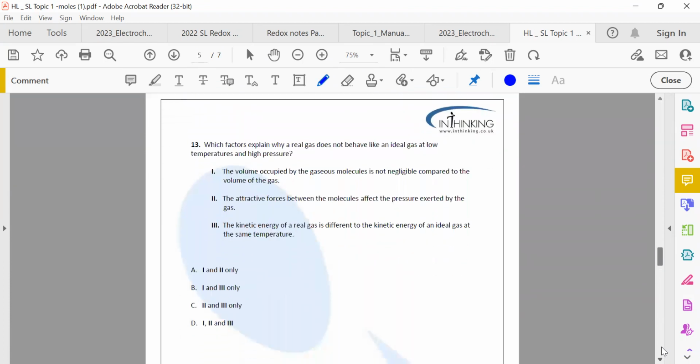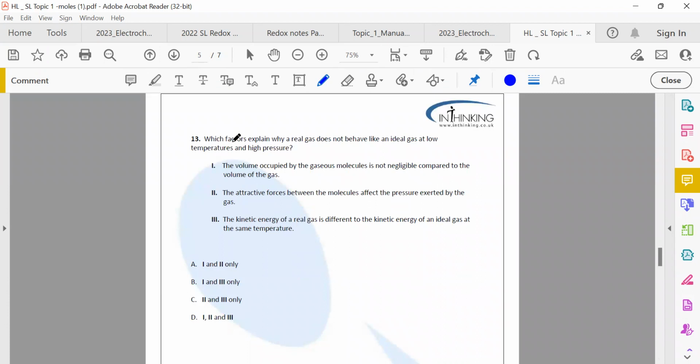And of course, this question is about ideal gas. Which factors explain why a real gas does not behave like an ideal gas at low temperature and high pressure? Okay, the volume occupied by the gas is not negligible as compared to the volume of the container. It is true because at high pressure, it means that the volume of the container is very small, so it's no longer negligible. The attractive force between the molecules affects the pressure exerted by the gas. Wait, I don't understand. Never mind. The kinetic energy of a real gas is different to the kinetic energy of an ideal gas at the same temperature.